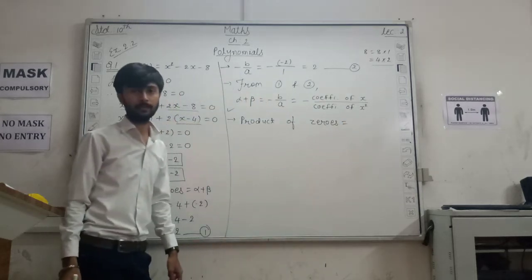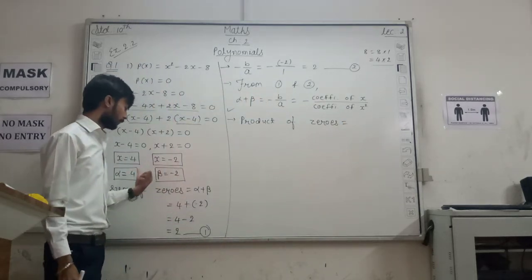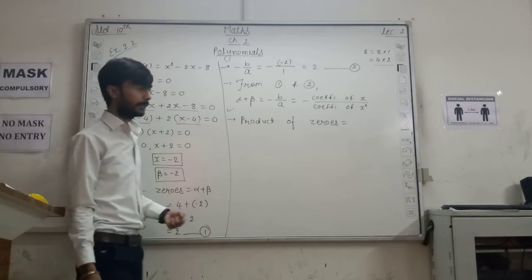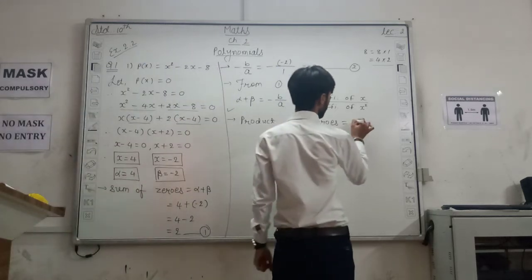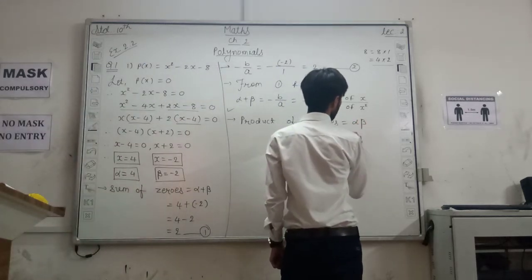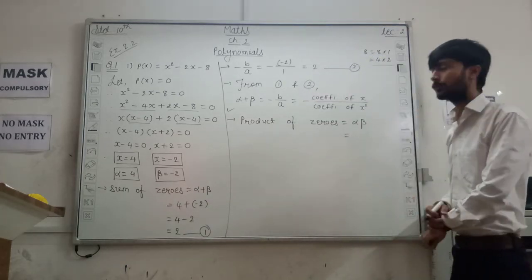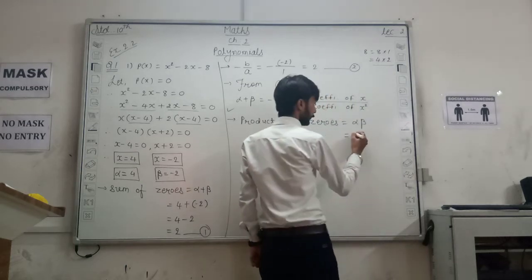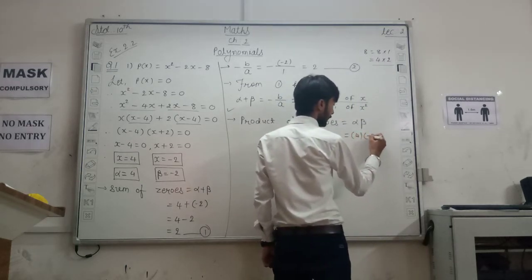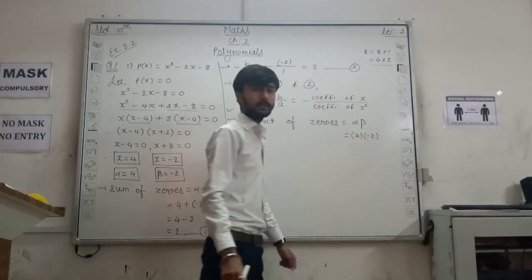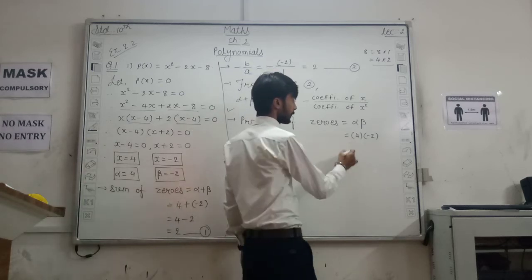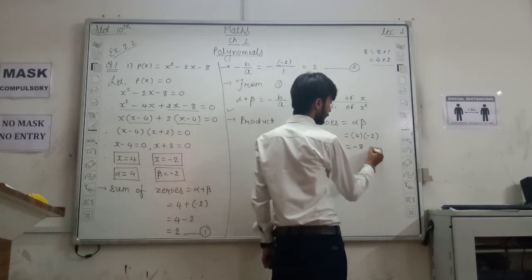Product means multiplication. So multiplication of two zeros, that is alpha into beta, alpha beta. Alpha is 4 and beta is -2. So 4 into -2, plus minus 4 twos are 8. So the answer will be -8.